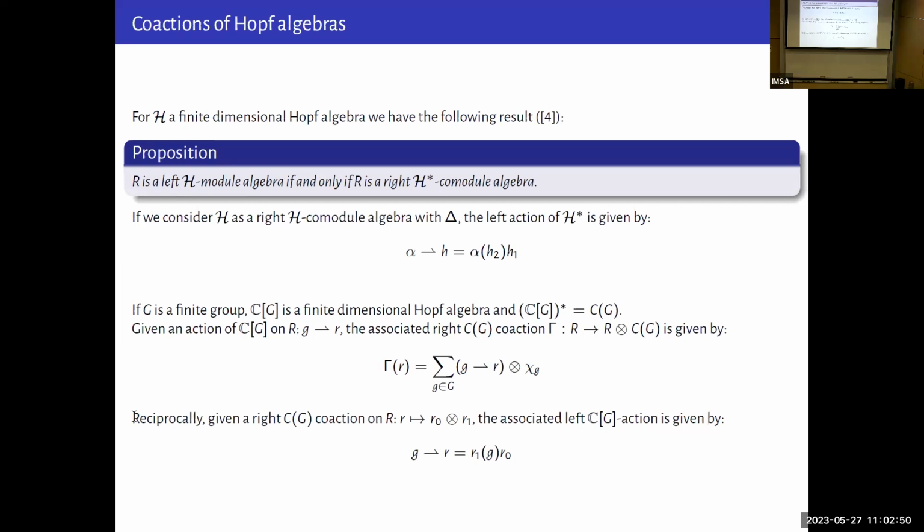Gamma on an element r is the sum over every element of the group. Okay. Here we put g acting on the left on r, tensor the characteristic function of the element g. And reciprocally, if we are given the right coaction of the dual on R, this is the Sweedler notation for the coaction, then the associated left action of the group algebra is given by the following formula. The action of g on r is r1 evaluated on g times r0. So this is similar.